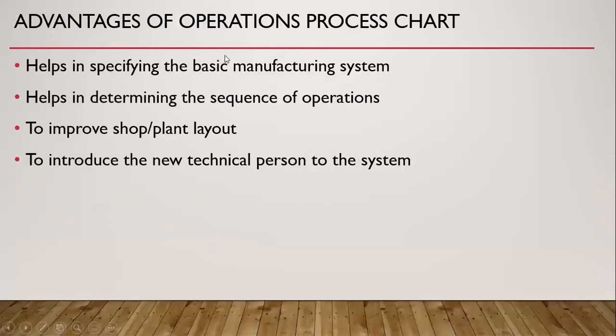So what are the advantages of operations process chart? With the help of operations process chart, we can specify the basic manufacturing system of our organization. It helps in determining the sequence of operations. These charts can be used to improve the plant layout, and they are very helpful in introducing a new technical person to the system.